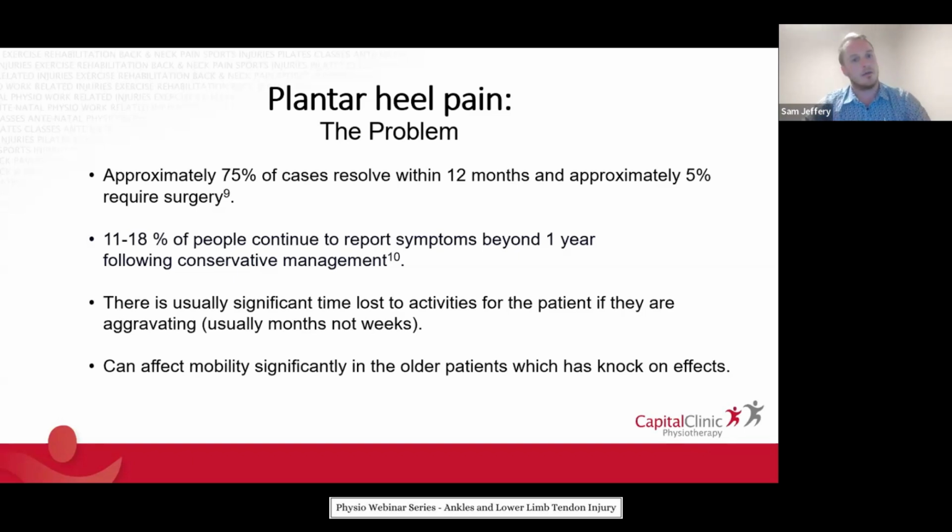And then when it's not in the running population or the athletic population, particularly in older patients, affecting mobility can have quite large knock-on effects for other joints, kind of deconditioning. We tend to see people who have suffered with this for some time get quite weak through that entire limb. And then we're looking at risk of other tissues being sore and other issues going on up and down the limb.